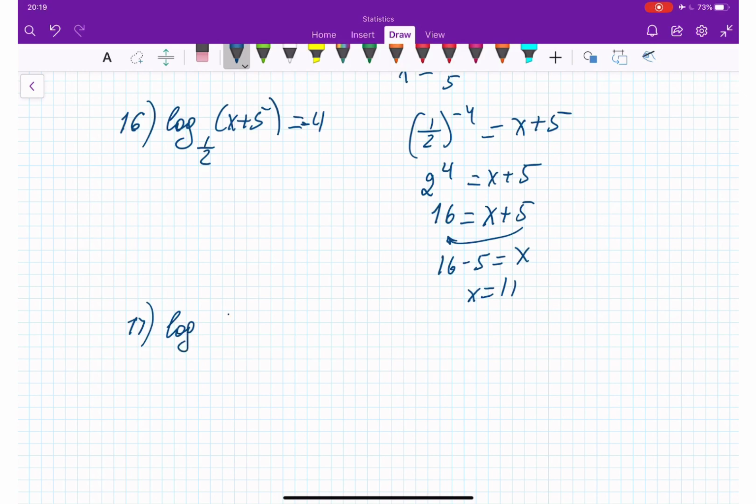Log 13 with base x plus 4 is equal to 1. So what do we have? x plus 4 to the power 1 is equal to 13, right? So from here, x is equal to 13 minus 4. So x is equal to 9.